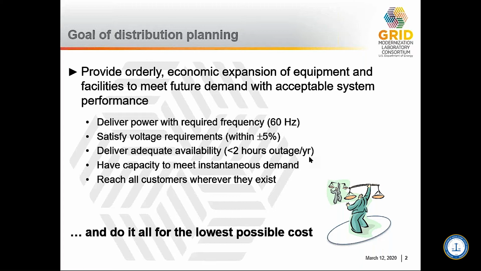And the system must also deliver adequate capacity to meet the instantaneous demand. As we know, load and generation demand must be balanced, otherwise things can happen in the system, including frequency deviations. And overall, the system must reach all customers wherever they exist. The distribution utility is often the provider of last resort, and so there's a delicate balance that must be met between performance and cost, and this balance is affected by a number of challenging factors, including customer satisfaction, performance pressures, regulatory mandates, and so forth. Next slide, Kerry.